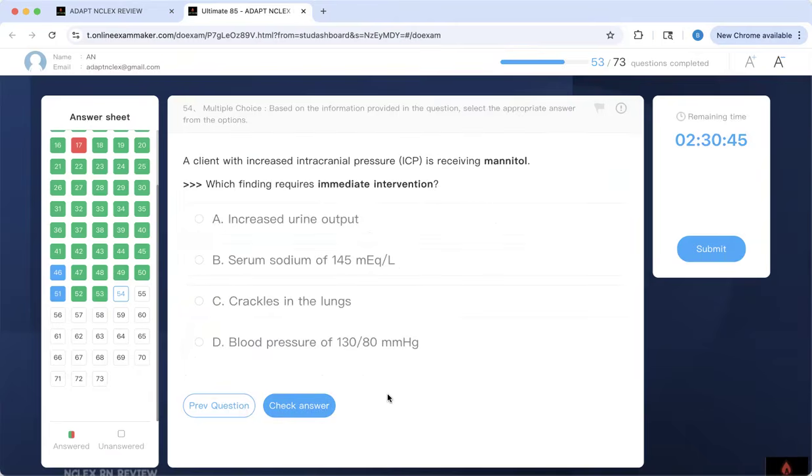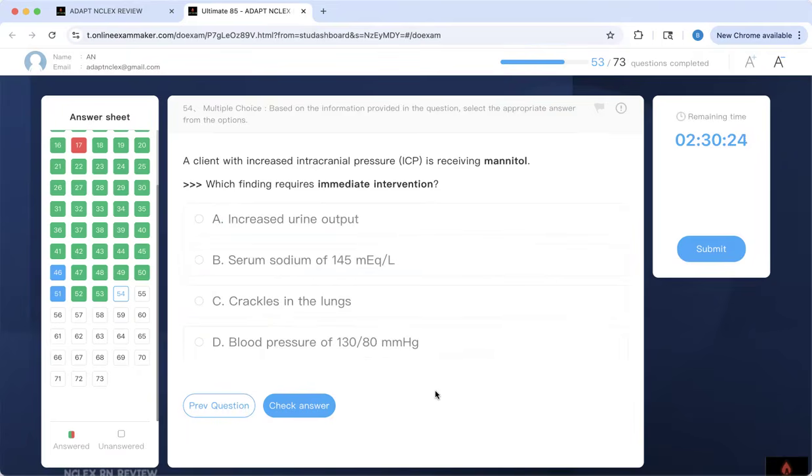A client with ICP is receiving Mannitol. Which finding requires immediate intervention? What is the major side effect of Mannitol? Increased urine output, serum sodium of 145, crackles in your lung, and blood pressure of 130/80. What do you think? Pick your answer. Let me know.